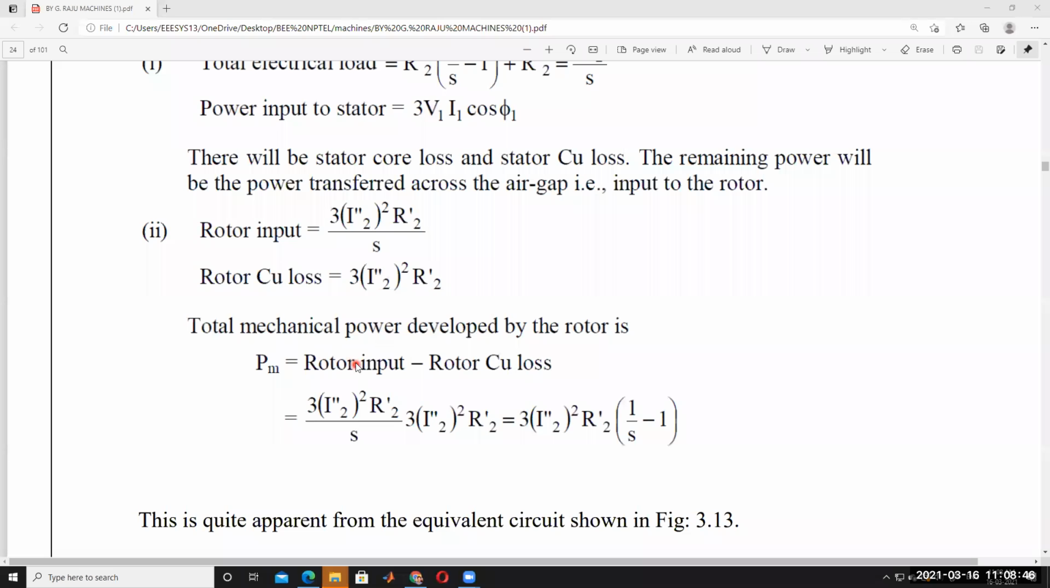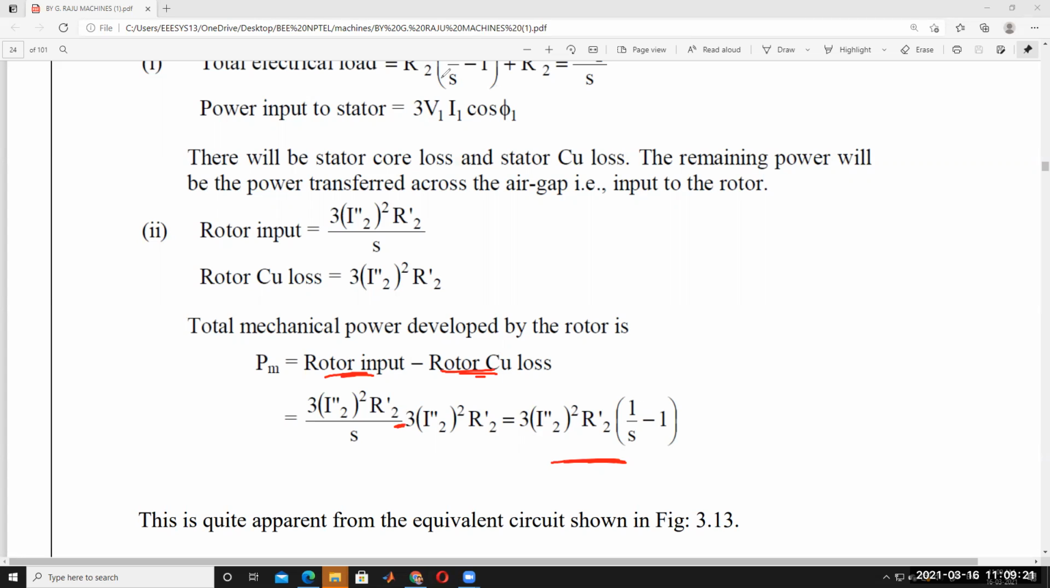Understood? So rotor input minus rotor copper loss is called the total mechanical power developed on the rotor. Rotor input is nothing but 3 I2 squared into R2 dash by S. Rotor copper loss is 3 I2 squared into R2 dash. So we subtract: 3 I2 squared into R2 dash by S minus 3 I2 squared into R2 dash, which is rotor input power minus rotor copper loss. Then we get 3 I2 squared into R2 dash into (1 by S minus 1).